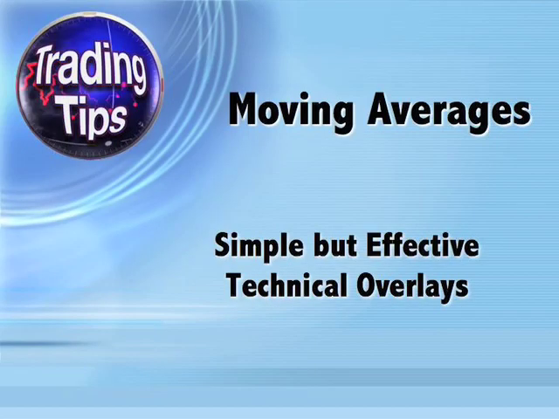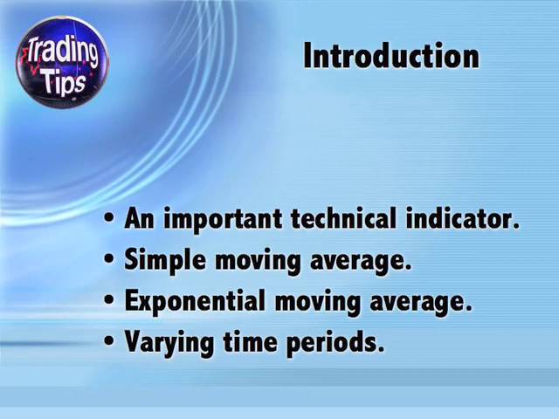Welcome to this video newsletter on moving averages, simple but effective technical overlays. Let's begin. First, a little about moving averages in general. They are among the most important indicators in technical analysis, second only to volume in terms of technical statistics. There are many kinds of moving averages, but the two most popular and widely used are the simple moving average and the exponential moving average. And finally, moving averages are always calculated for a specific period of time, typically 12, 26, 50, or 200 days.